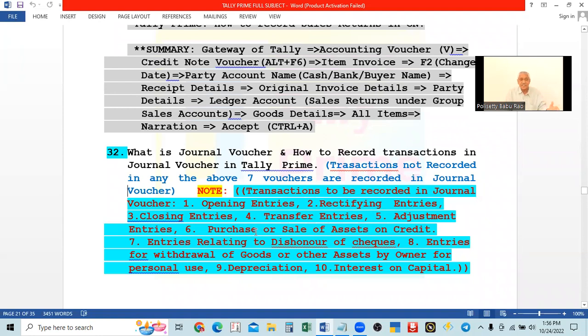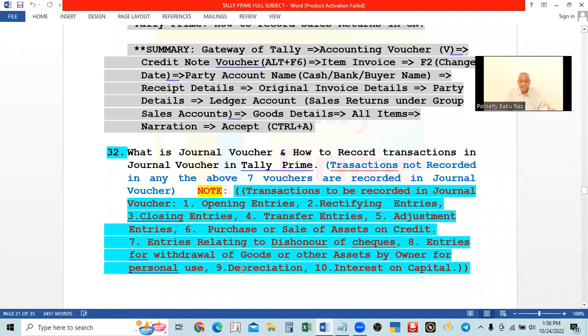We call those assets. Purchase or sale of assets on credit, remember. Then entries relating to dishonor of checks, that is, checks returned without payment. That's called dishonor.